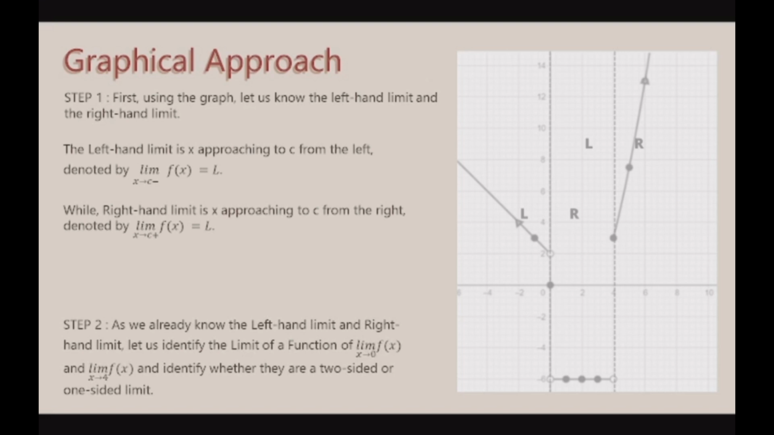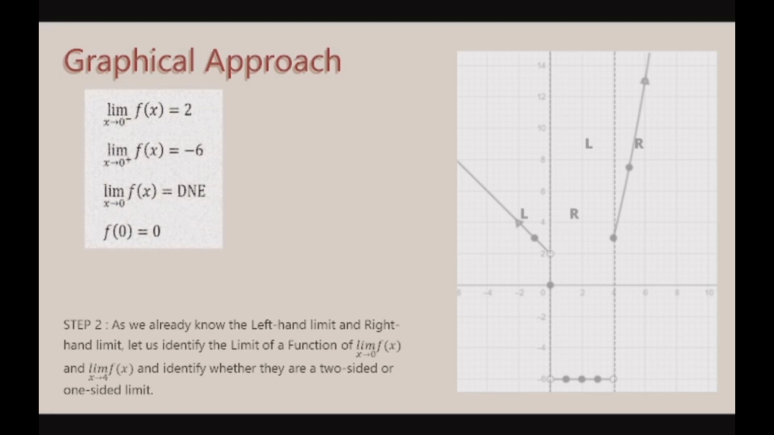Step 2. As we already know the left-hand limit and the right-hand limit, let us identify the limit of f of x as x approaches 0 and the limit of f of x as x approaches 4, and identify whether they are two-sided or one-sided limits. Here in the graphical approach, we use the same graph as the graph of the piecewise function.